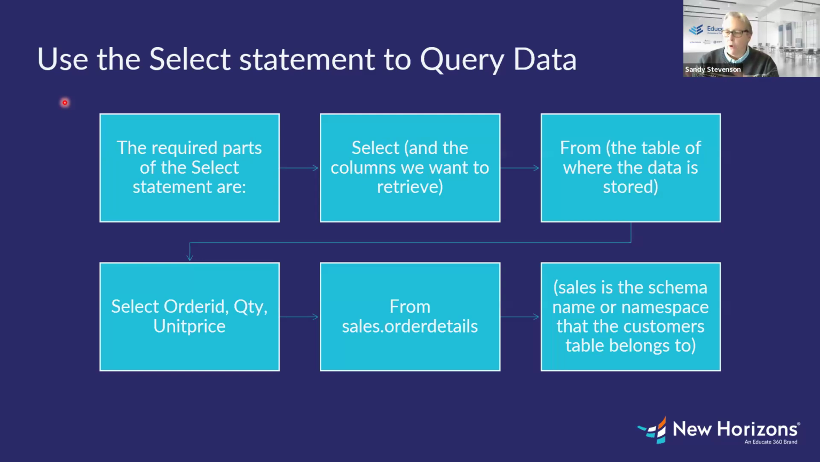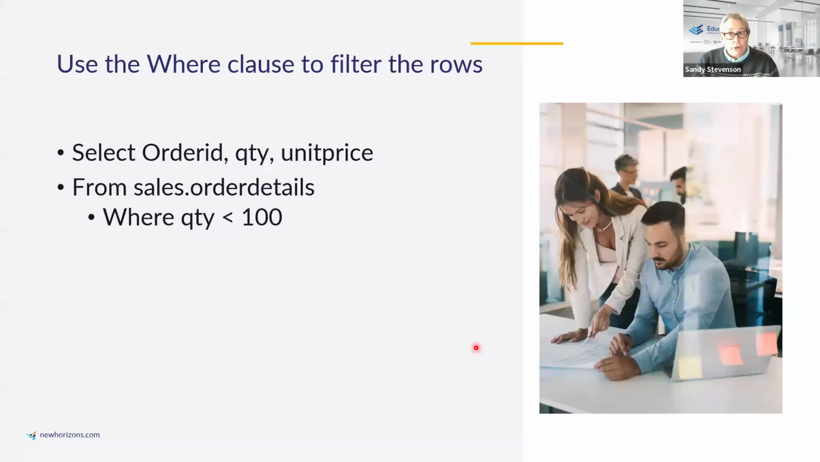So for example, if I'm selecting an order ID, quantity, unit price, I'm separating them with commas. These are the columns that are going to be returned to me. And I'm looking at the order details table, which is in the sales schema. And sales is the name of the schema, which is like a namespace, if you will. We can also use it as an area for security. So my code would look kind of like this, where again in my select, I'm getting the order ID, the quantity, and the unit price from the order details table in the sales schema, and here I'm filtering this down.